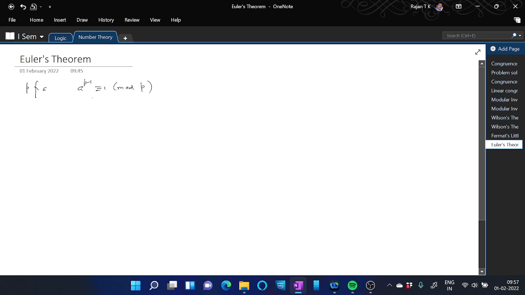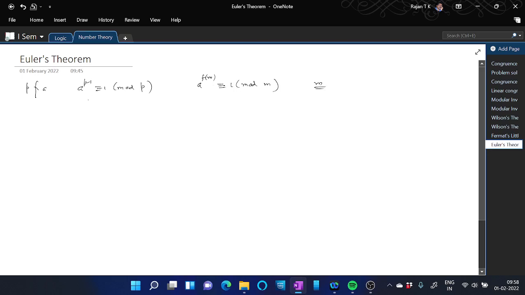This is actually Fermat's little theorem. Now, let us think of getting a number in the place of P minus 1, some Fm, such that A raised to Fm is congruent to 1 mod M for any integer M.